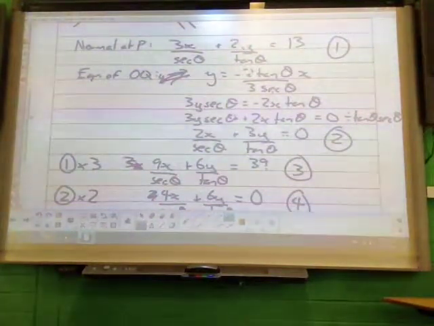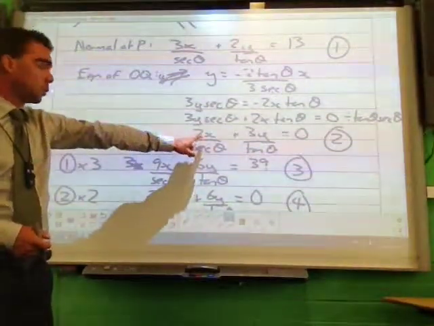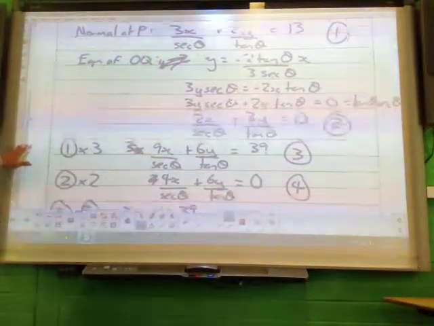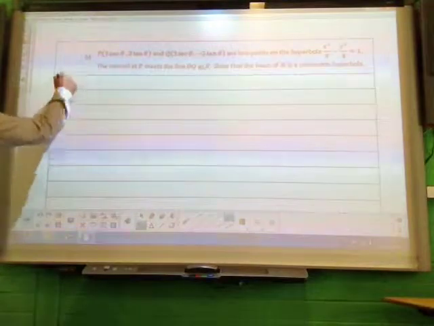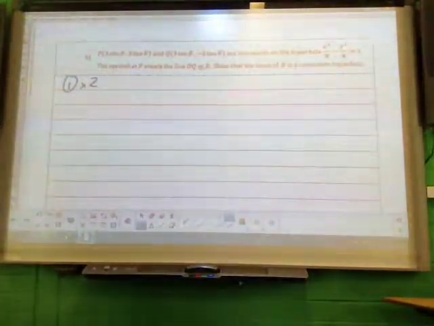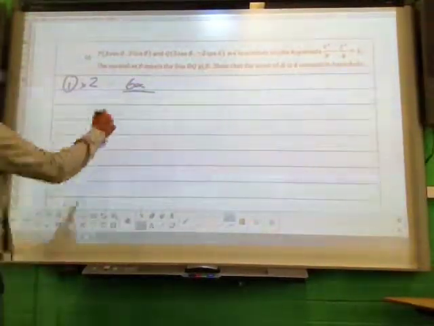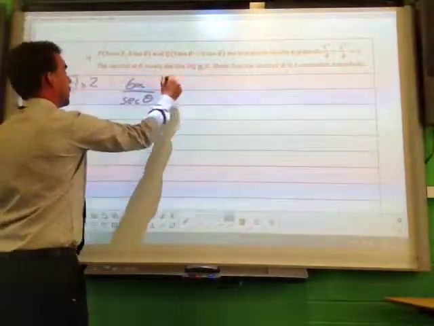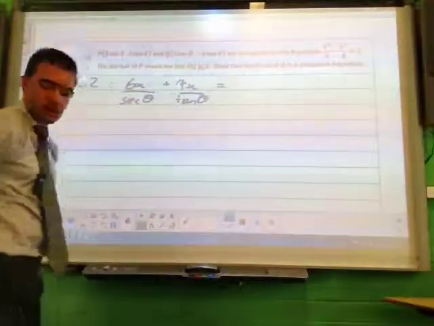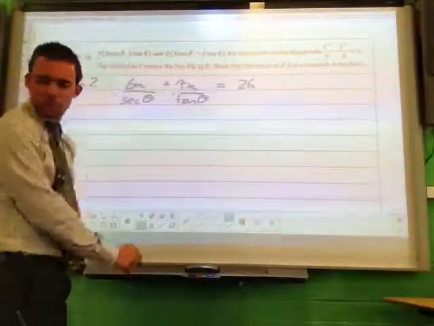So if I double equation 1, that will give me 6x here, and I'll triple equation 2, I will get 6x here. Right, so equation 1, double it again. 6x over sec theta plus 4x over tan and 13 times 2, which is 26.